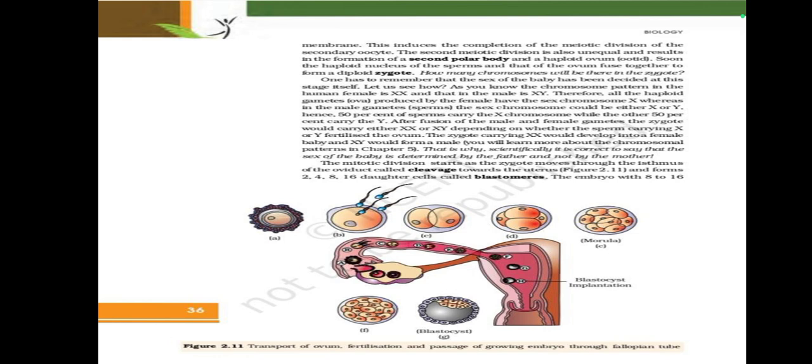How many chromosomes will there be in the zygote? One has to remember that the sex of the baby is decided at this stage itself. Let us see how. As you know, the chromosome pattern in the human female is XX and the male is XY. Therefore, all the haploid gametes produced by the female have the sex chromosome X, whereas in the male gametes, the sperms, the sex chromosome could be either X or Y. Hence, 50% of sperms carry the X chromosome while the other 50% carry the Y.